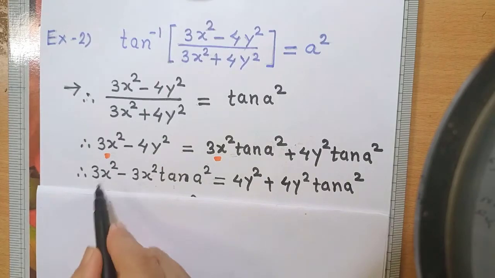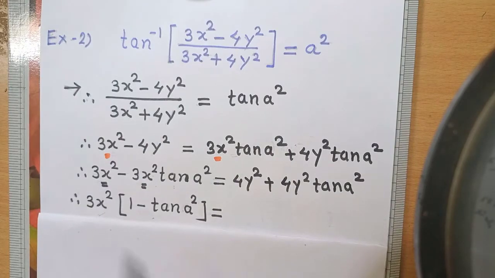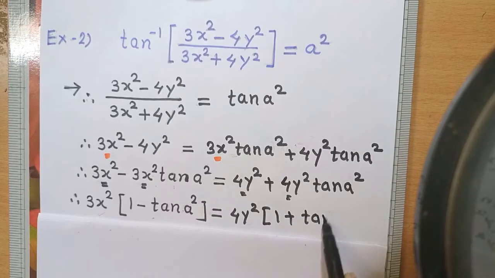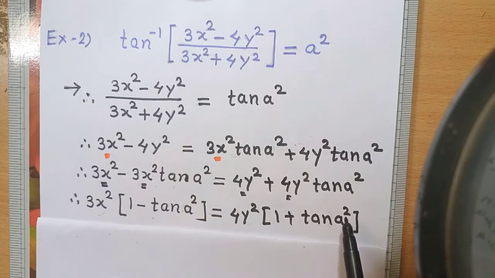Now again from these two terms 3x square we have to take common. So we have 3x square in bracket 1 minus tan of a square, and from these two terms we will take 4y square, and here 1 plus tan of a square. Now since a square is constant, tan of a square is constant, and so this bracket and this bracket are constant.